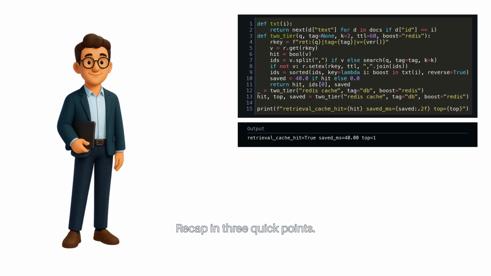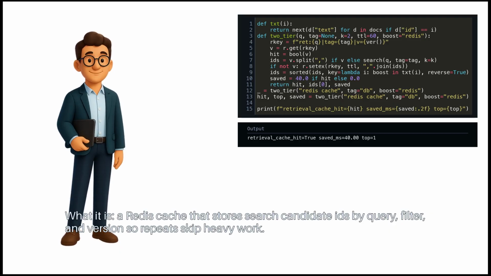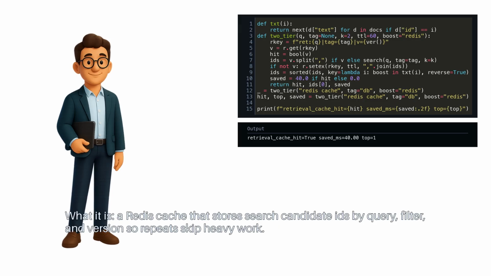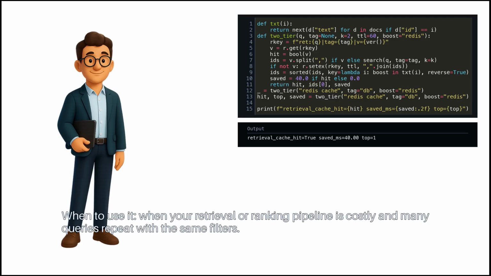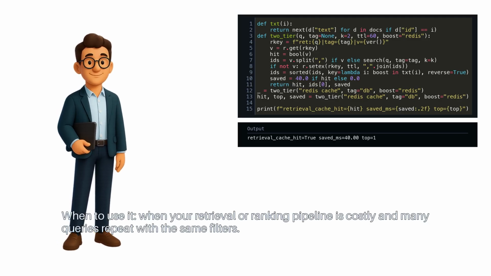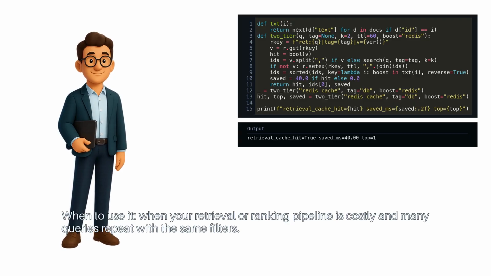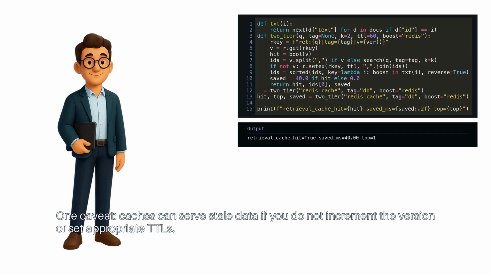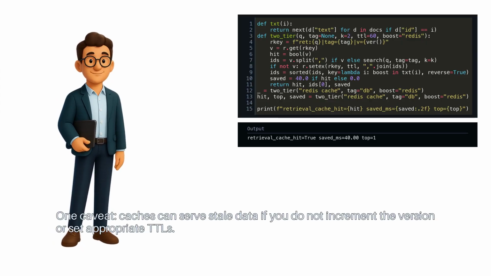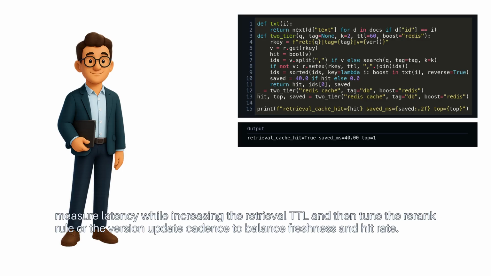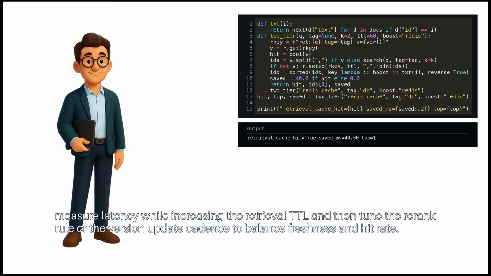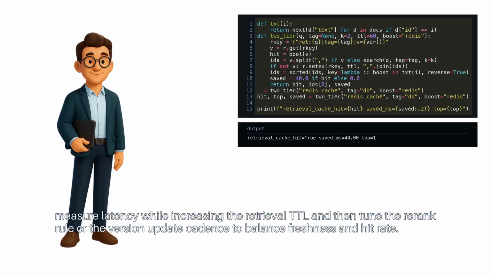Recap in 3 quick points. What it is: a Redis cache that stores search candidate IDs by query, filter, and version, so repeats skip heavy work. When to use it: when your retrieval or ranking pipeline is costly and many queries repeat with the same filters. One caveat: caches can serve stale data if you do not increment the version or set appropriate TTLs. Next step: measure latency while increasing the retrieval TTL, and then tune the rerank rule or the version update cadence to balance freshness and hit rate.